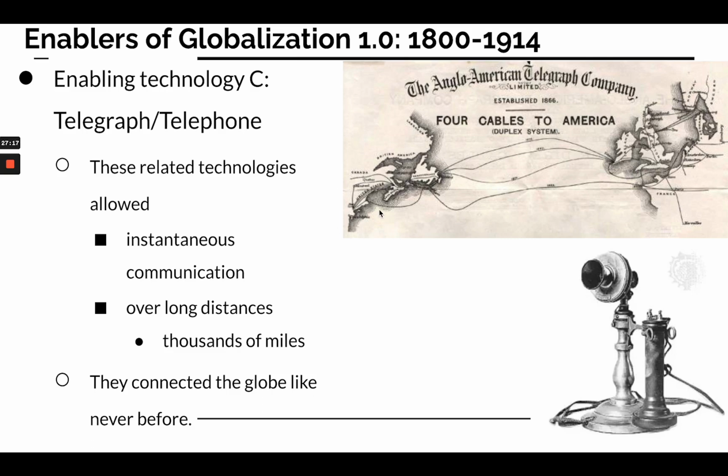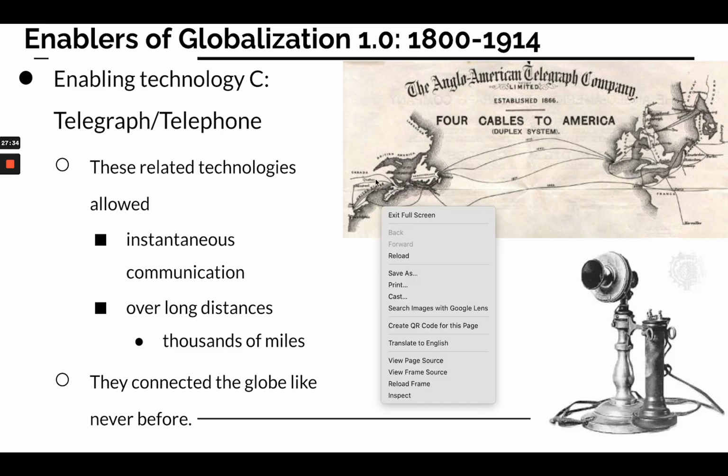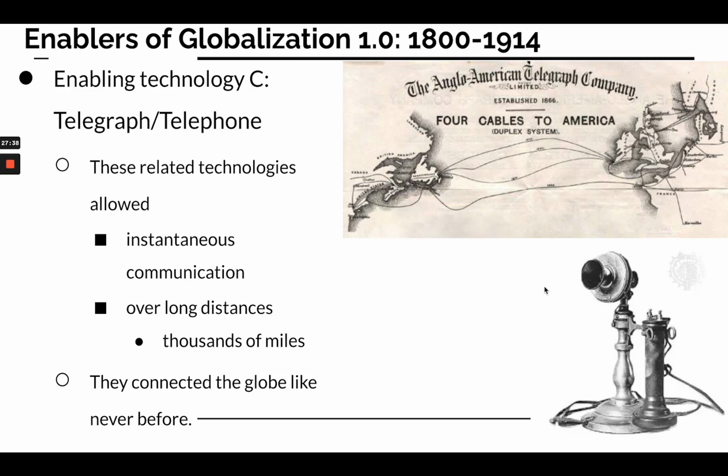And now companies and people across either side of the Atlantic Ocean can communicate again, essentially instantaneously. This is huge for allowing personal connection, but also, of course, business connections. Links investors in London and New York to make stock trades in those various countries. Tremendously important. And that is where we will end today's presentation.